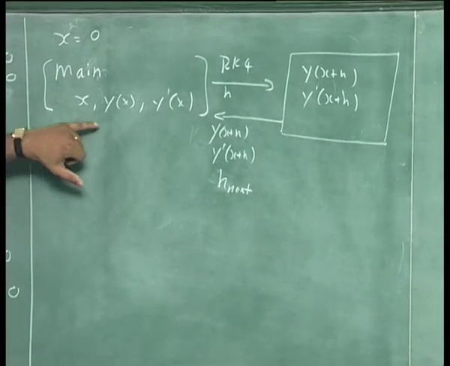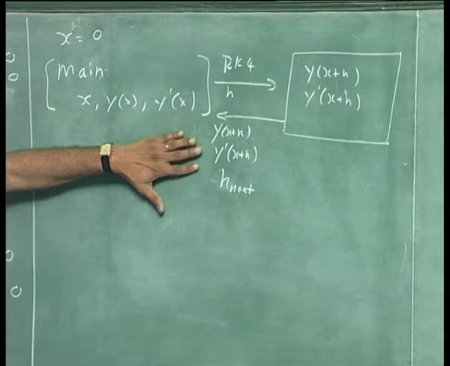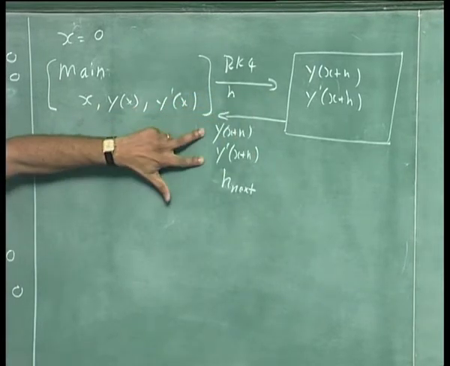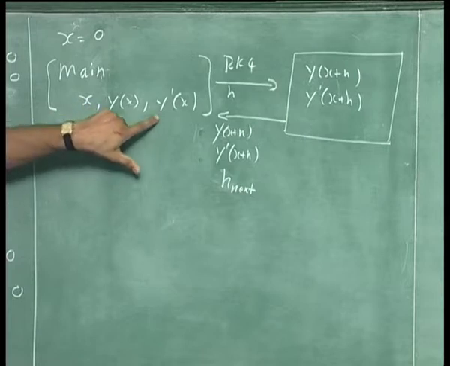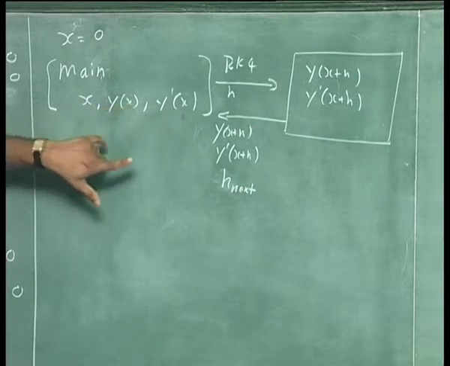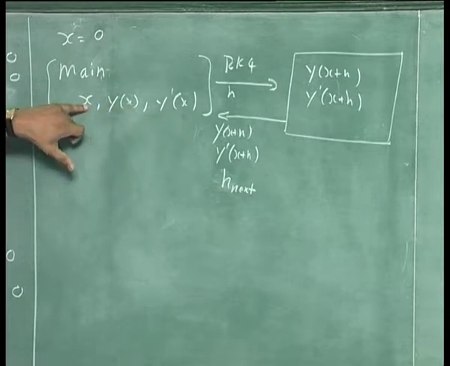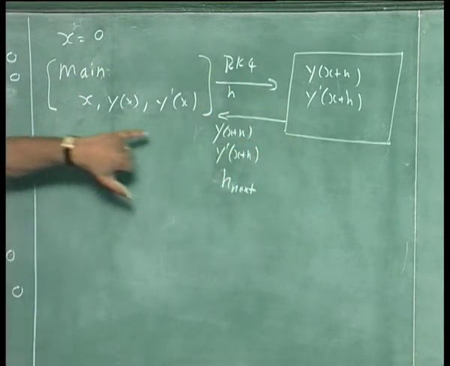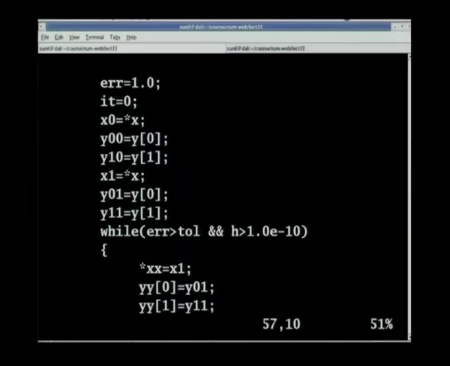Now what we do here is replace the quantities we pass on with these returned quantities: y at x plus h, y prime at x plus h, and x plus h next. Then it goes back here as the initial value, computes the next step, and comes back here again. That's what we want to do. I hope that's clear.